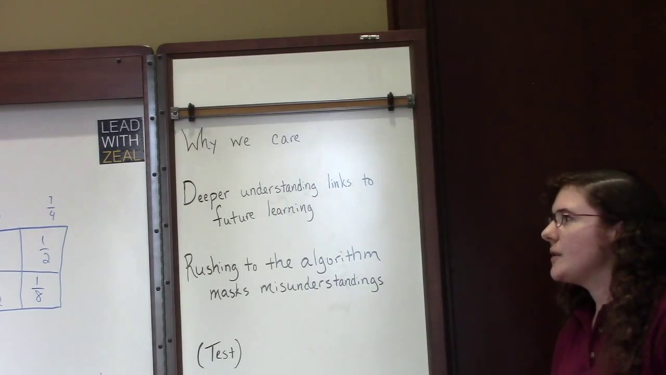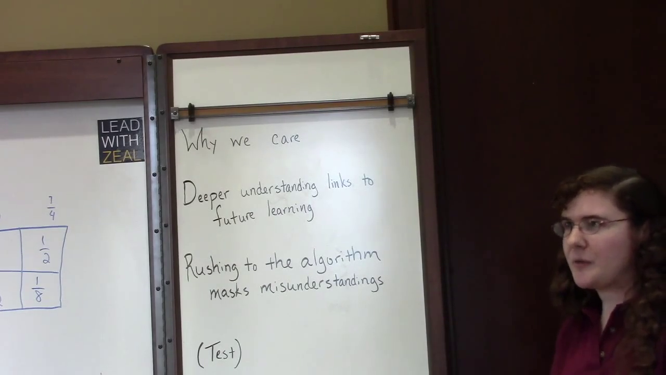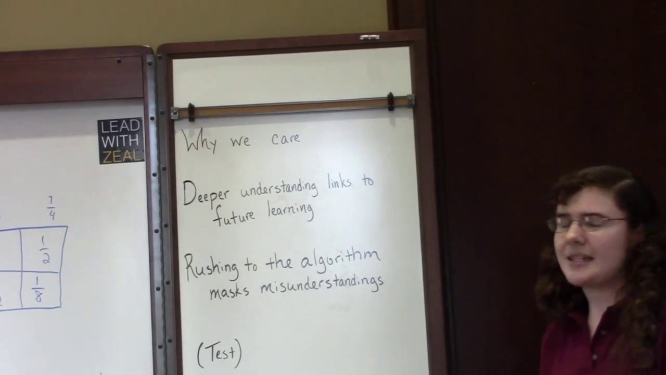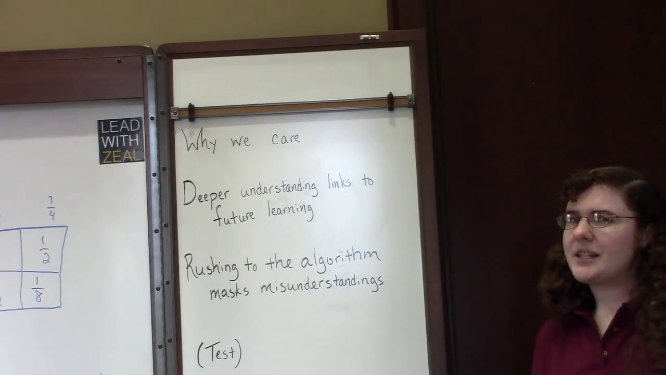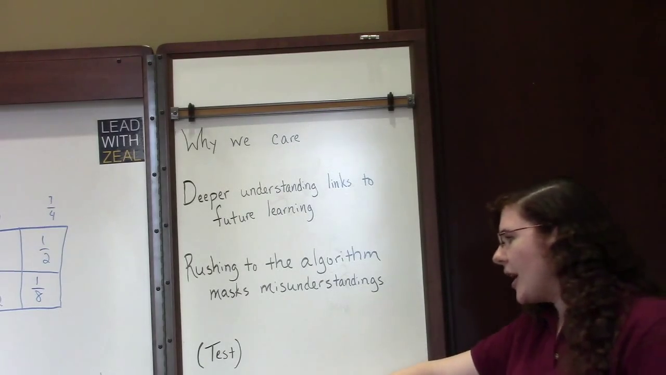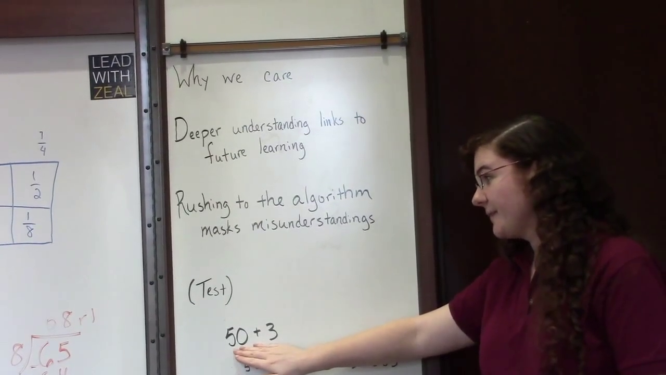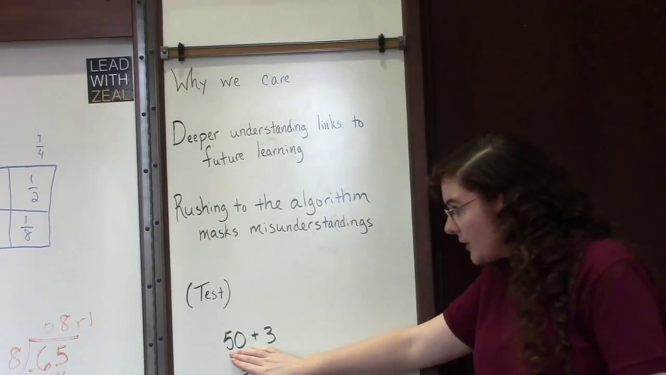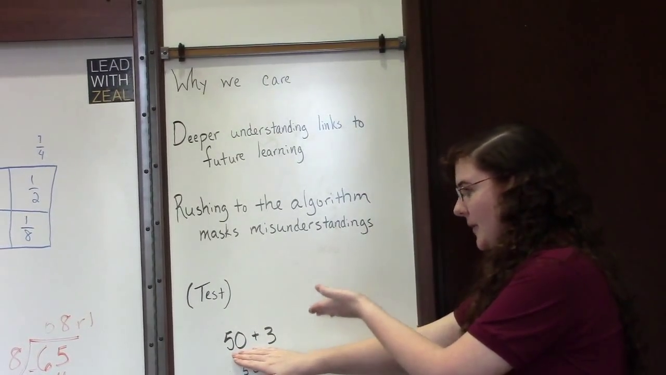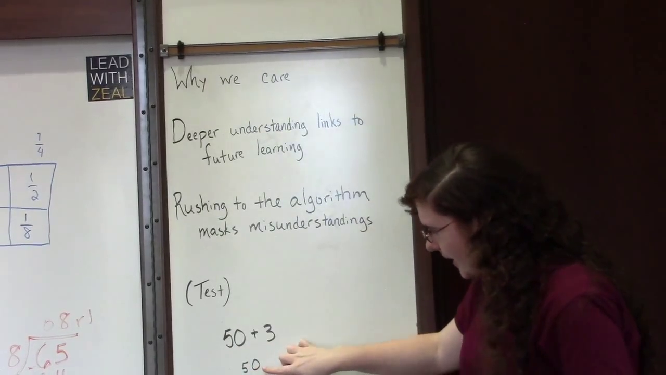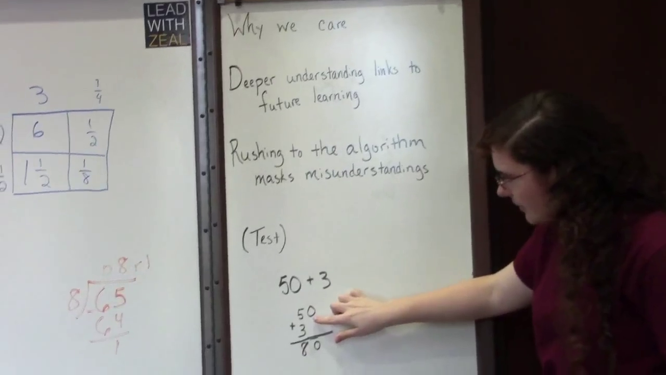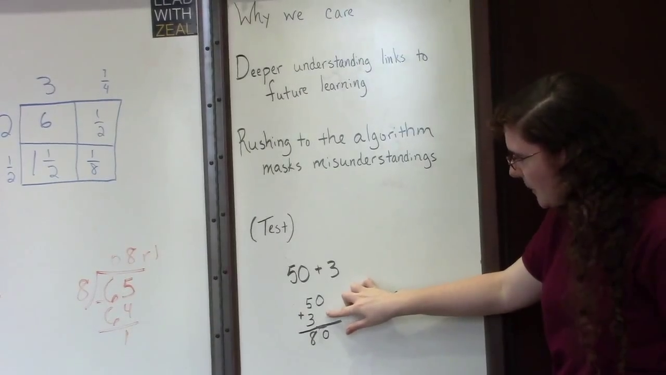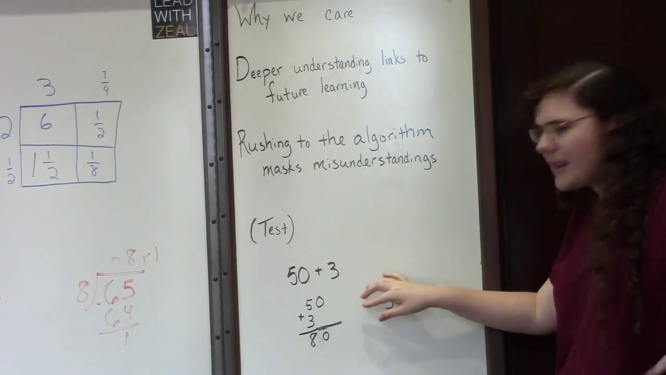Another reason to keep this process slow enough to make sure they understand it every step of the way is that rushing straight to the stage 3 algorithm masks misunderstandings. For example, the problem 50 plus 3. Well, everybody knows when you have a double-digit number, what you ought to do is line up the 50 and put the 3 underneath it, right? And then you just add, and you end up with, let's see, the 5 plus the 3 gets you an 8, and 0 with nothing gets you 0. So then the answer is 80, right?